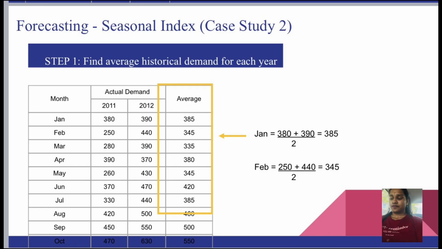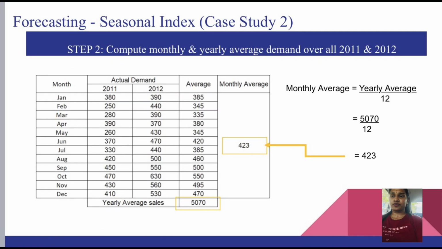Next, as step 2, we compute the monthly and yearly average demand over 2011 and 12. To calculate the yearly average, we sum up the total averages that we calculated in step 1, and we get 5,070 yearly average sales. Then for the monthly average, we use the formula: the yearly average divided by the total months, which is 12. So 5,070 divided by 12, we get a monthly average of 423.